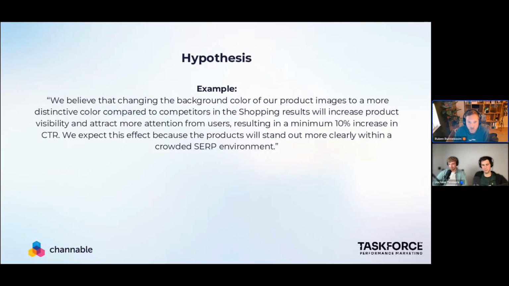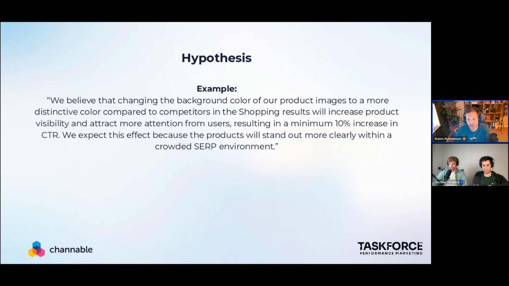So a strong hypothesis should clearly define 4 core elements in our opinion. So in this case, the change. So what exactly are you changing? For example, changing the background color of a product image to a more distinctive color. I think that's a good change. You want to know the expected outcome. So what results do you want to achieve? For example, in this case, we'll increase the product visibility, improve the click-through rate.